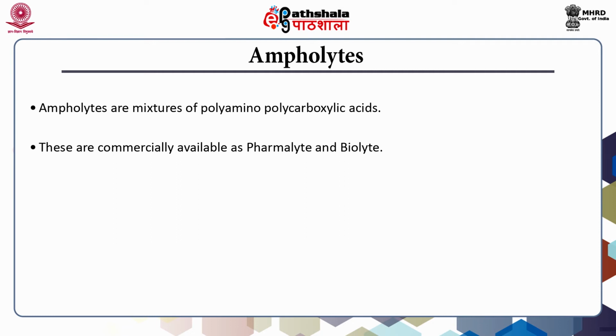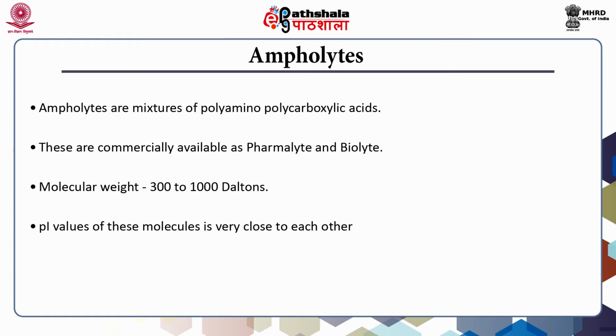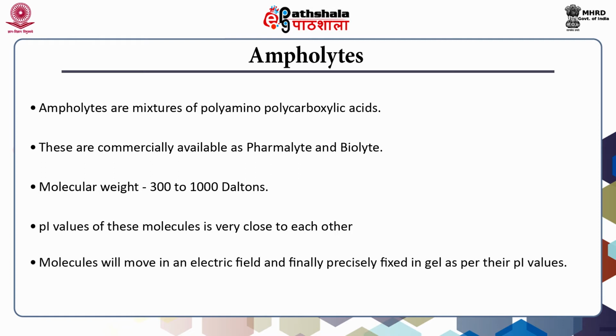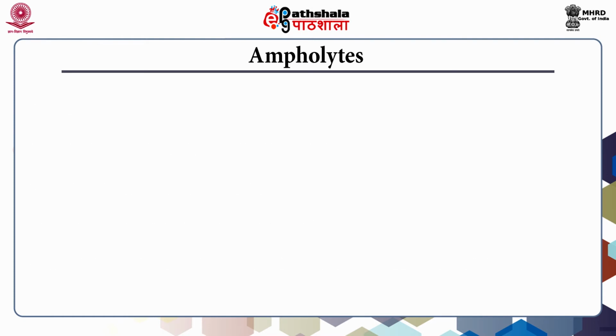Multiple carboxylic and amino groups are present in ampholytes. Molecular weight is in the range of 300 to 1000 Daltons. pI values of these molecules are very close to each other, and these molecules also possess high conductivity. Depending upon their pI values, these molecules will move in electric field and finally get fixed in gel as per their pI values. Polyamino polycarboxylic acids have pI values corresponding to pH gradient.